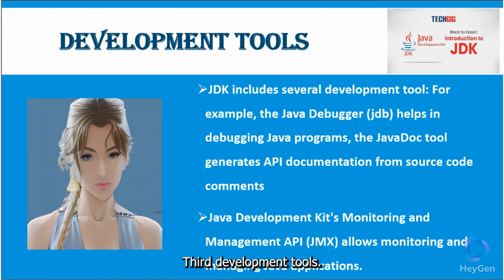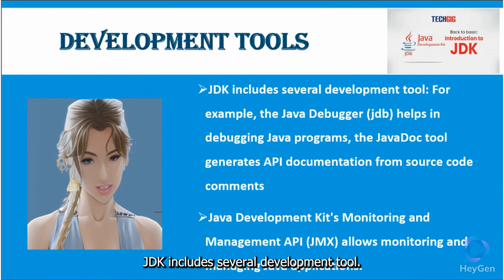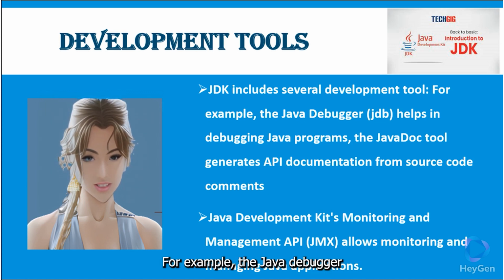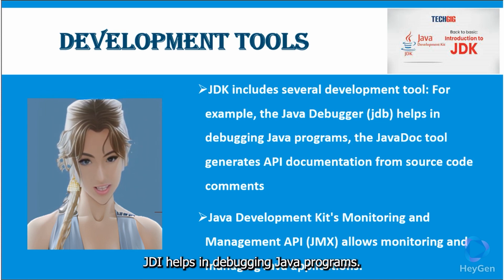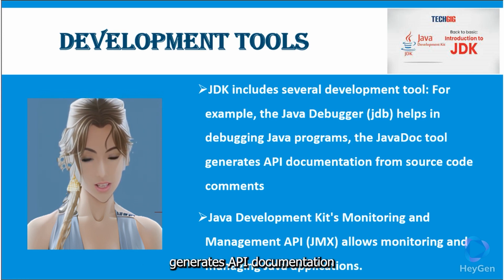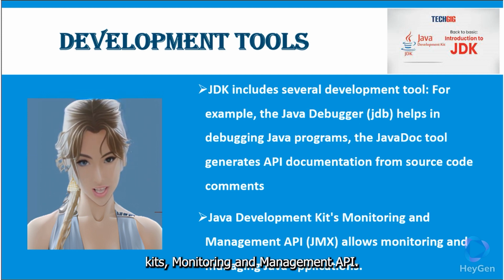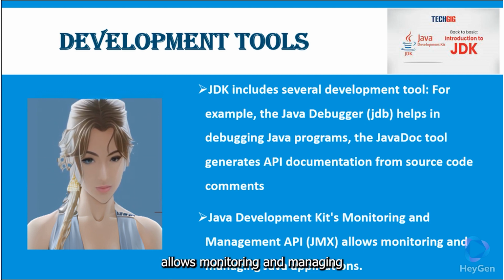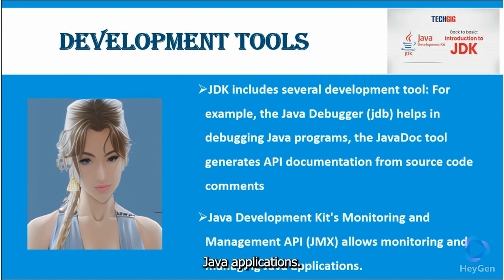Third, development tools. JDK includes several development tools. For example, the Java Debugger, JDB, helps in debugging Java programs. The JavaDoc tool generates API documentation from source code comments. Java Development Kit's Monitoring and Management API, JMX, allows monitoring and managing Java applications.